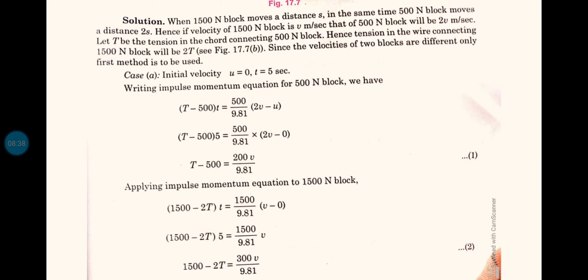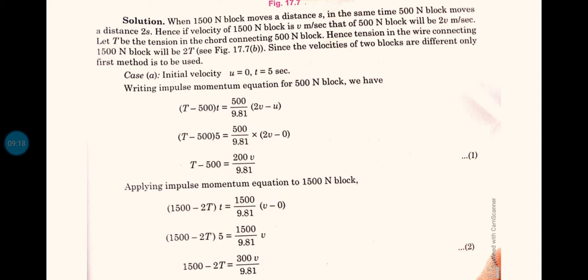So now we will move on to the problem. When the 1500 Newton block moves a distance s, in the same time the 500 Newton block moves a distance of 2s. I have already explained, whatever distance is moved by the 1500 Newton block, double the distance is to be moved by the 500 Newton block, and then only the motion will be the same. Hence, if the velocity of the 1500 Newton block is v, then the velocity of the 500 Newton block will be double that velocity, that is 2v. So if v is the final velocity of the 1500 Newton block after 5 seconds, then the corresponding velocity of the 500 Newton block will be 2 times that velocity, that is 2v.